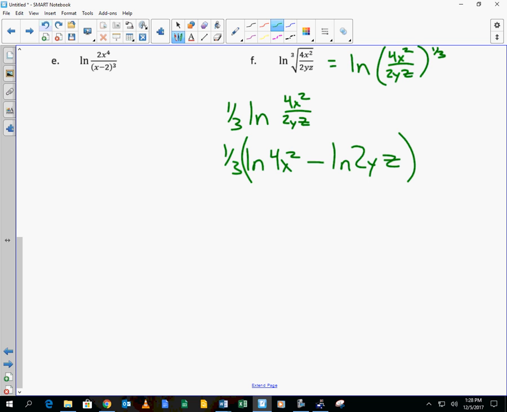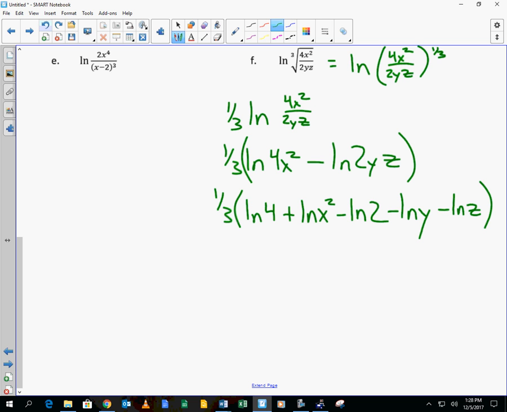Exactly. And we're going to talk about why that is in just a second here. Okay. All right. Now, let's look at this. Is this the logarithm of a product or an exponent? Product. So I have 1/3 times natural log of 4 plus the natural log of x squared. Then what? Minus natural log of 2 minus natural log of y minus natural log of z.